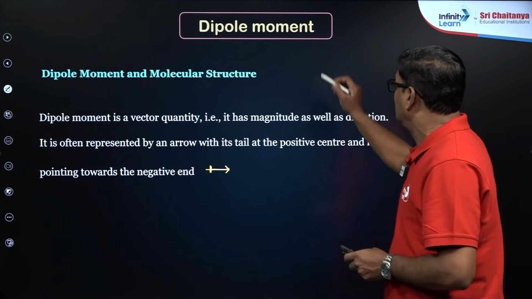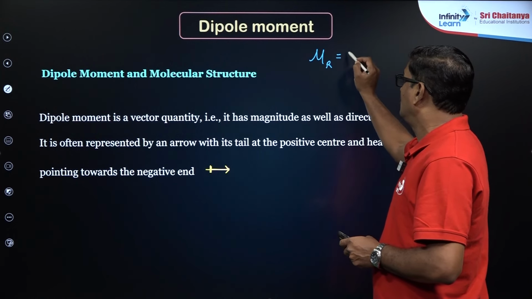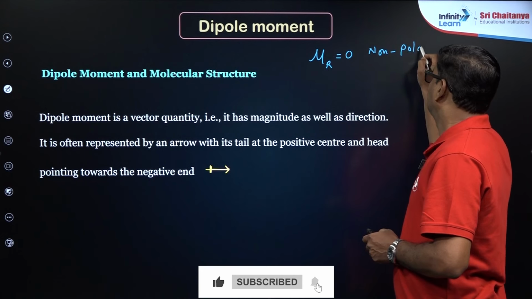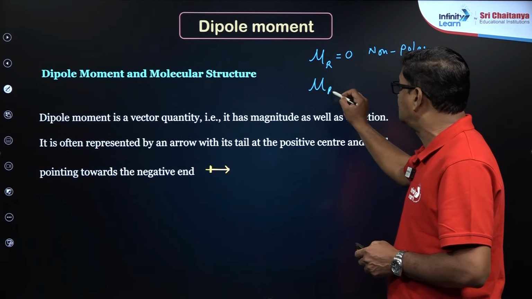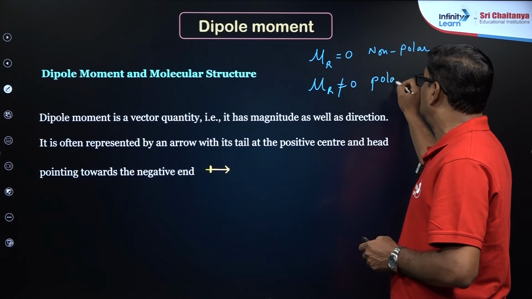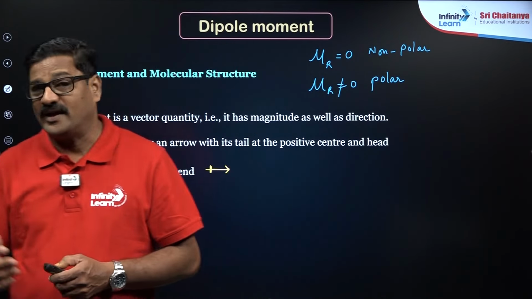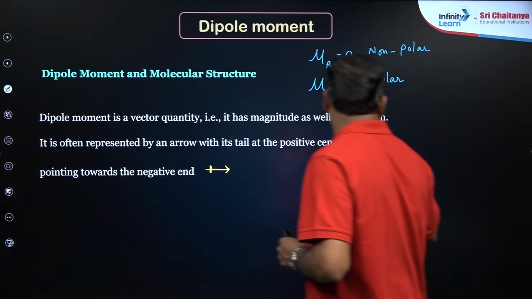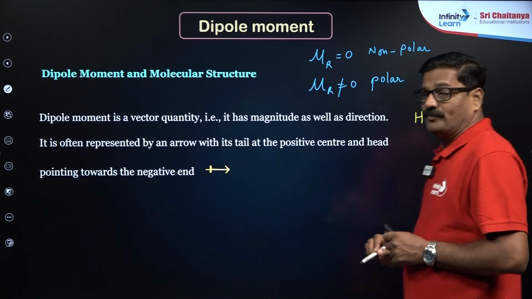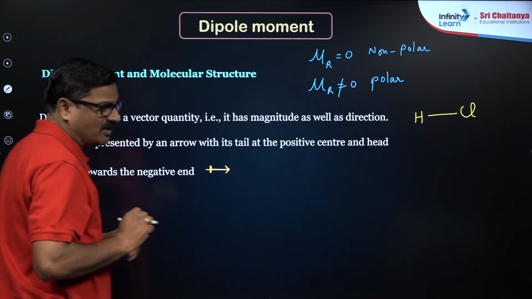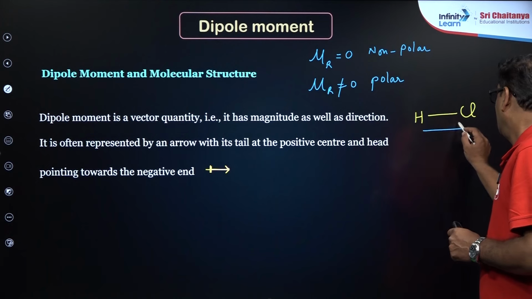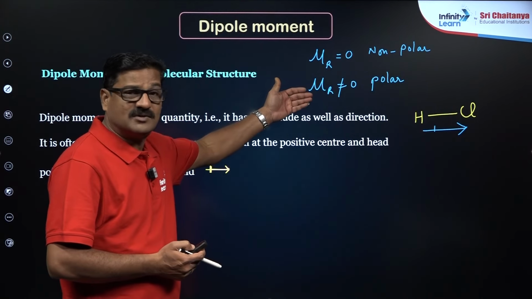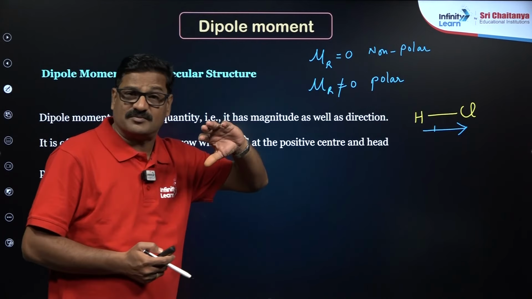If the resultant dipole moment is zero, the molecule does not have any net bond moment, so it is said to be non-polar. Similarly, if the resultant dipole moment is not equal to zero, it is said to be a polar molecule. A polar molecule nearly behaves like an ionic compound. Just as we have seen in hydrogen chloride, the bond moment points towards the more electronegative atom, which is indicated by a tailed arrow mark. So if the resultant dipole moment is not equal to zero, it is polar. If the resultant dipole moment is equal to zero, it is non-polar.